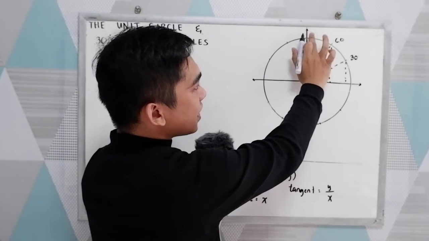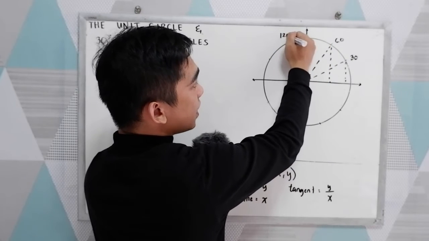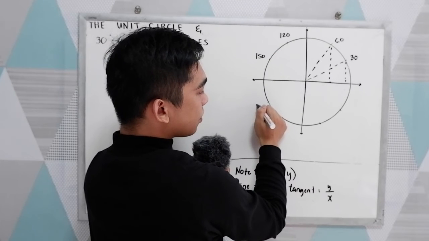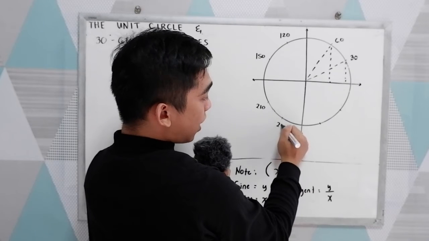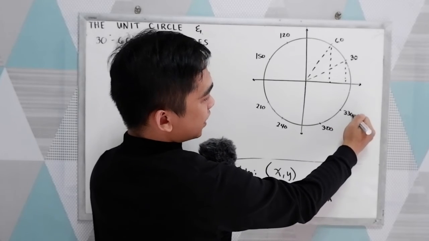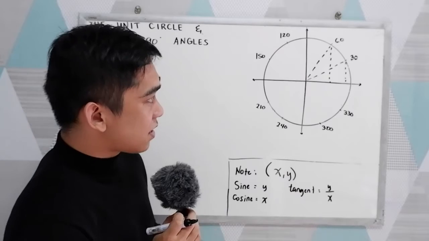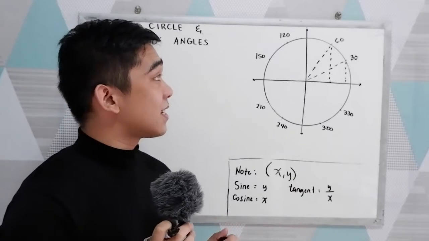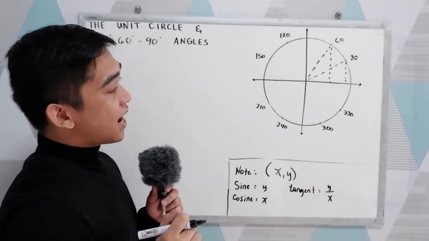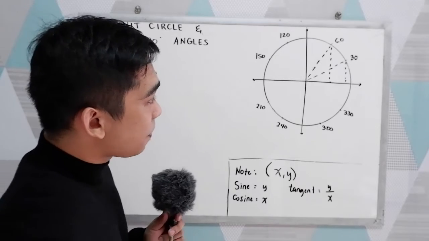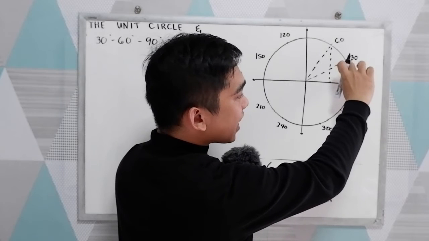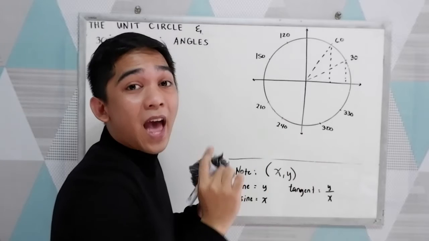Okay, next we have 90, 120, 150, 180, here we have 210, 240, 300, and 330. So those are the angles that will form 30, 60, 90 degree triangles. So in our 30, 60, 90 degree triangle, the shortest side in our right triangle measures 1/2.